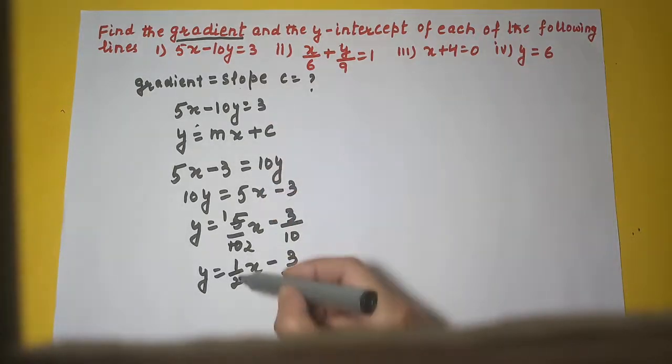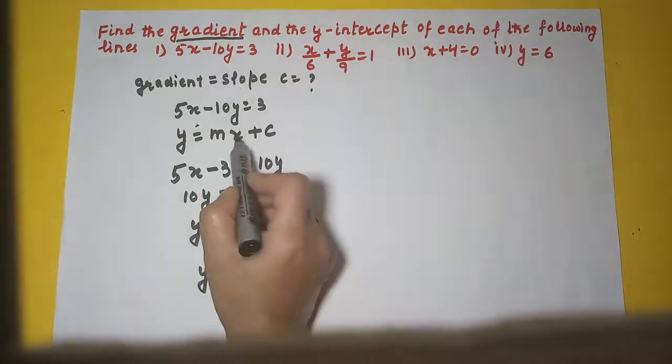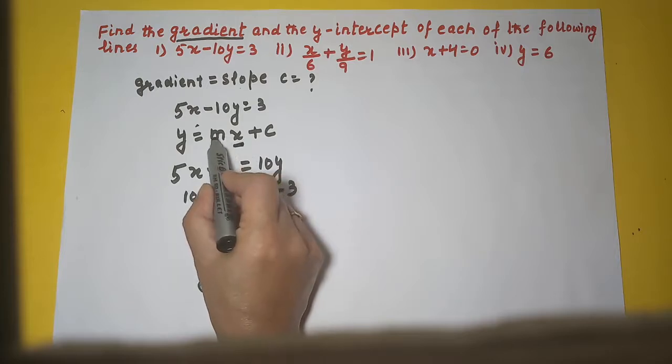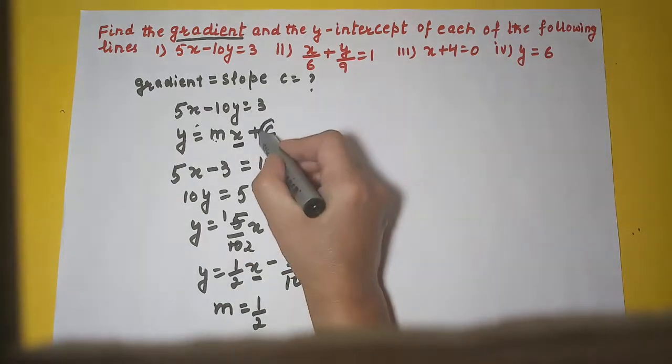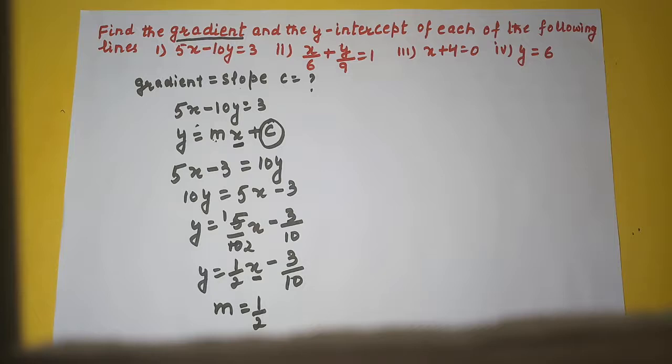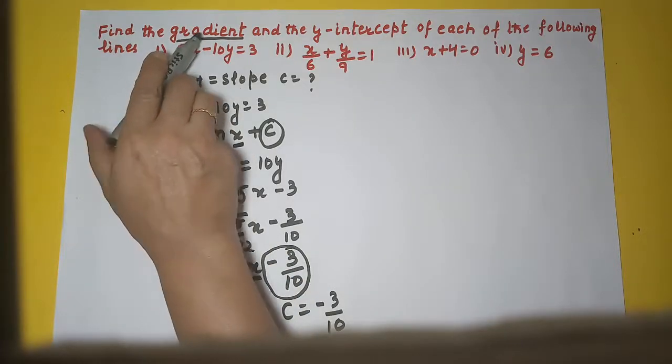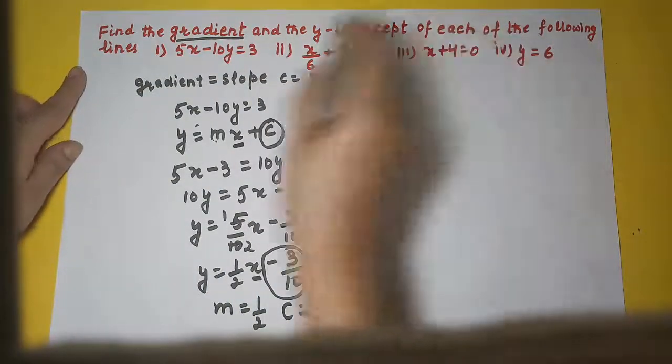Now let's compare it with the standard form. What is my coefficient of x? M, slope. Coefficient of x becomes the slope, right? So what is here the coefficient of x? Half. So what is the slope? Half, 1 by 2. And the constant term is always the y-intercept. What is the constant term here? Minus 3 by 10. So your c is equal to minus 3 upon 10. That's how you can calculate the slope and y-intercept from the equation.